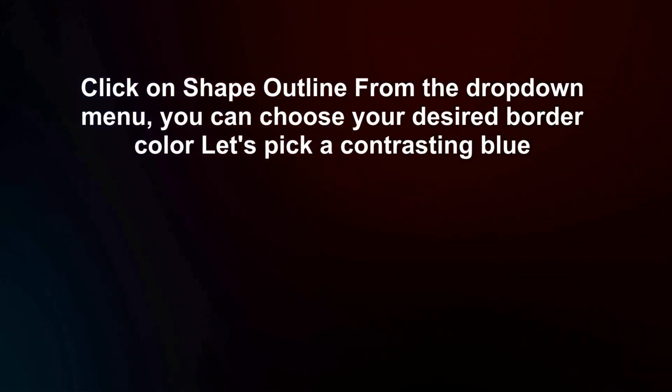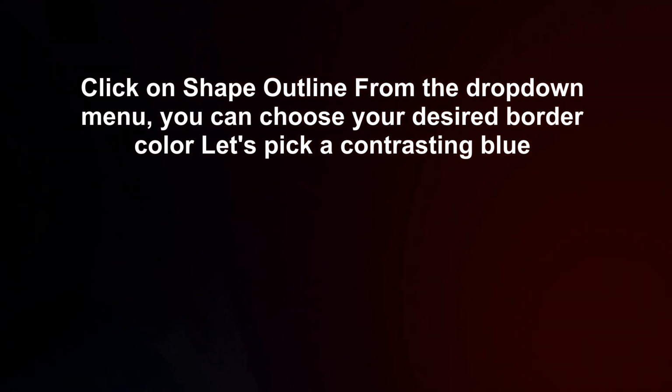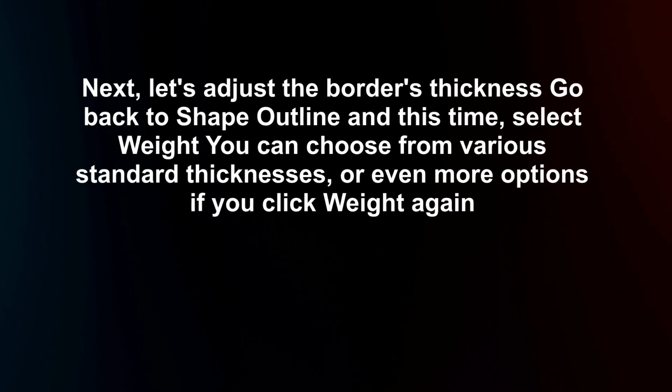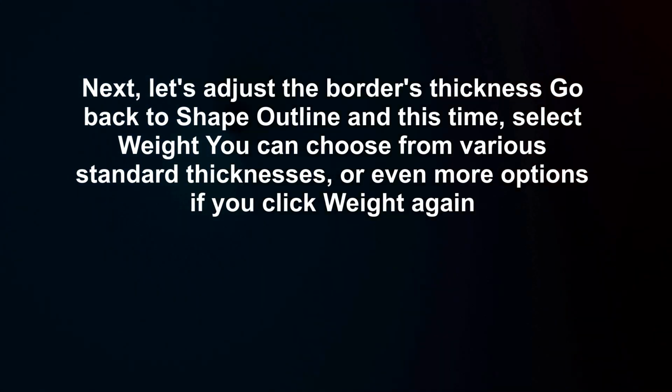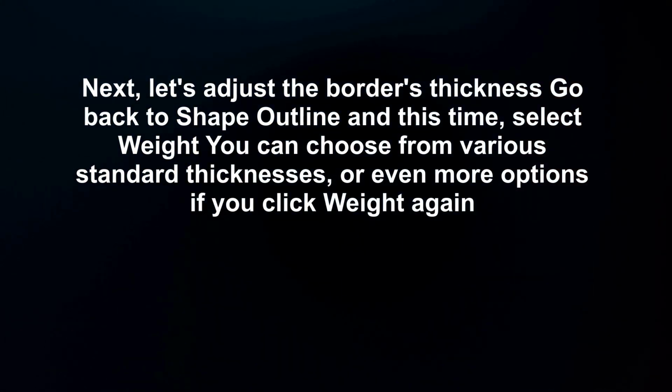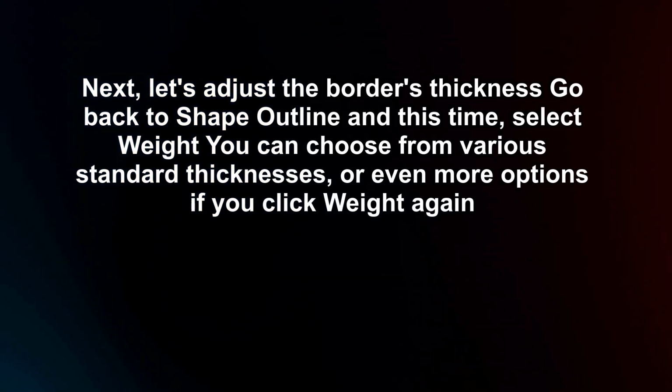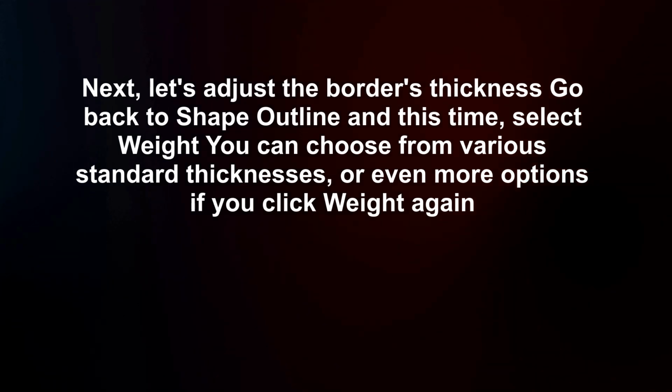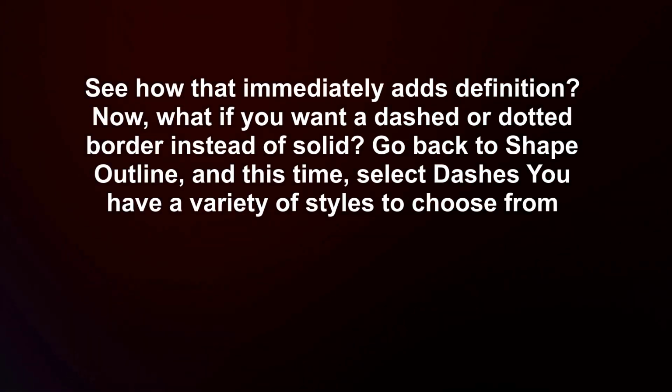You can choose your desired border color. Let's pick a contrasting blue. Next, let's adjust the border's thickness. Go back to Shape Outline and this time, select Weight. You can choose from various standard thicknesses, or even more options if you click Weight again. See how that immediately adds definition.